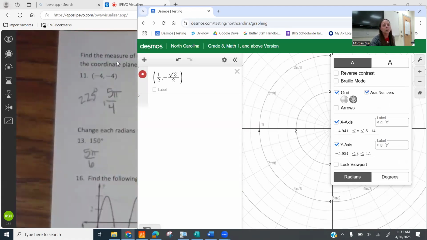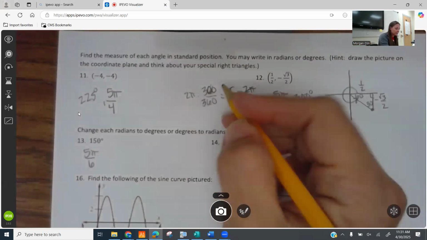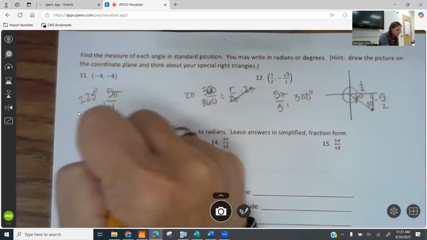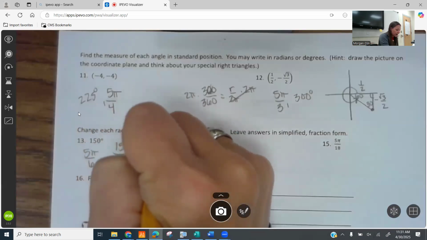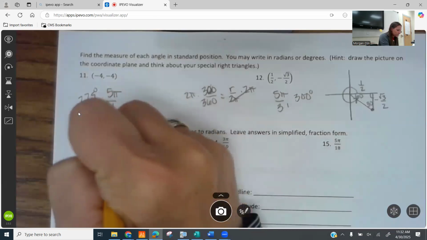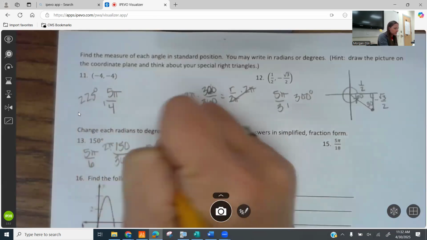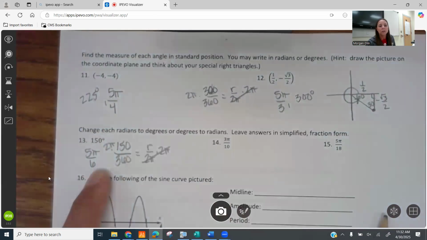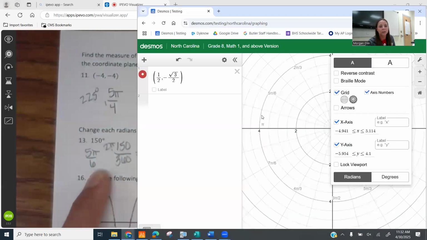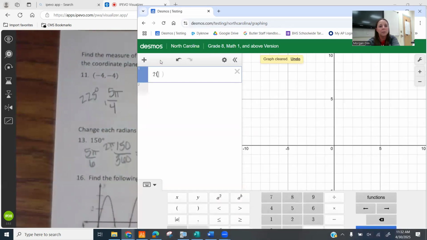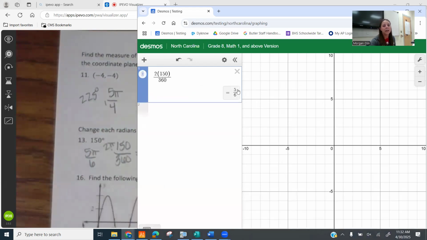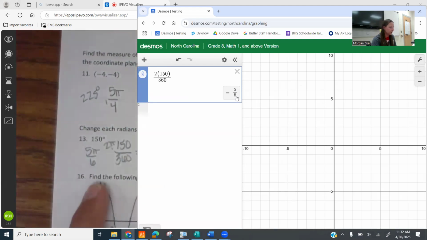Or we can do this right here, kind of what we did here. 150 degrees, well, a whole circle is 360, equals the radians over 2 pi. And when I multiply by 2 pi, notice I left pi in my answer. So here, if I take the calculator and say 2 times 150, and then I divide by 360, and then I change this to a fraction, that's 5/6, and I would just put pi with it.